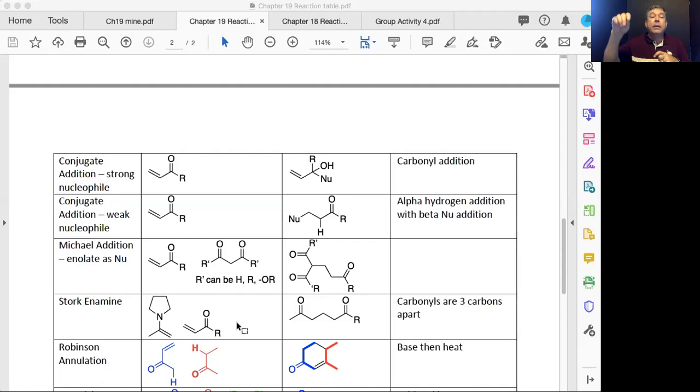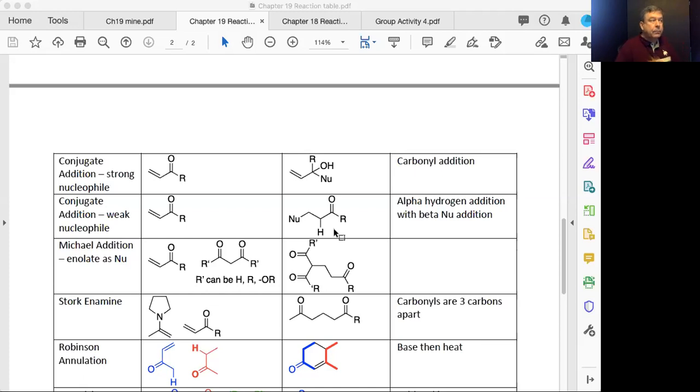So strong nucleophiles like hydroxide and Grignard reagents and alkyl lithium reagents, those are going to add across that carbonyl, giving you that alcohol species right here. So when we have those strong nucleophiles, we end up with this alcohol, turning the carbonyl into an alcohol, okay? If instead you can wait around with a weak nucleophile, you're going to get that beta addition. And so the nucleophile is going to be on that beta position, and then we add a hydrogen to that alpha position. So we end up with a beta nucleophile, some kind of carbonyl compound.